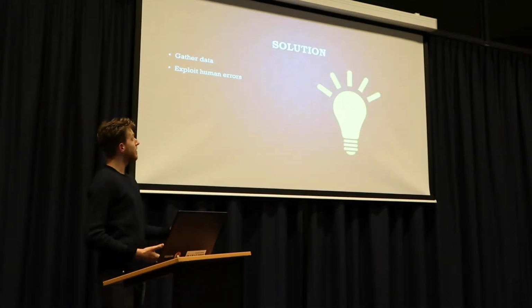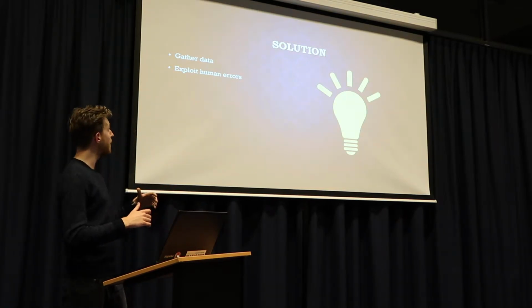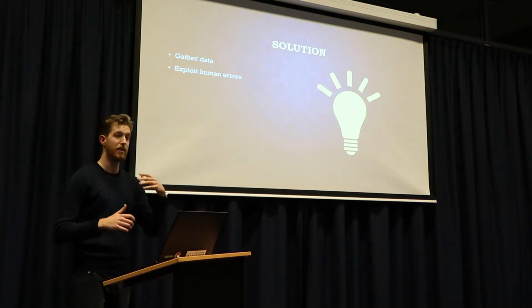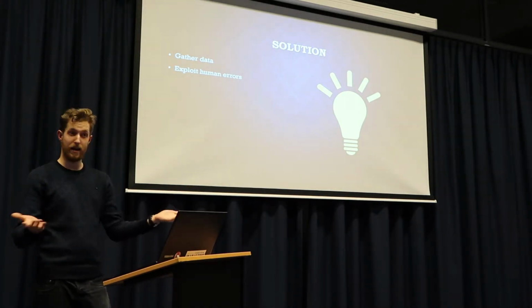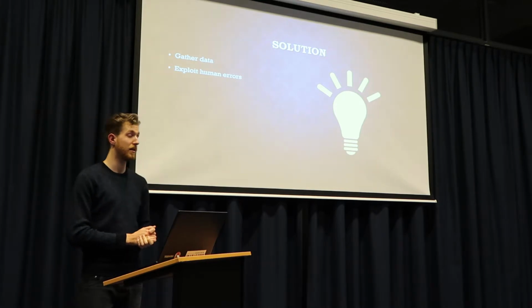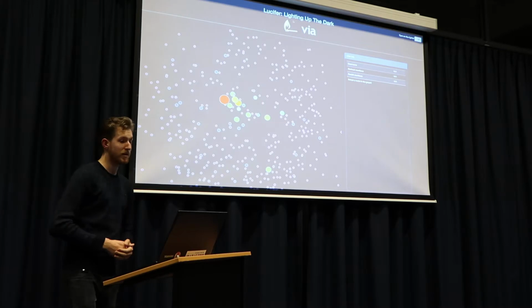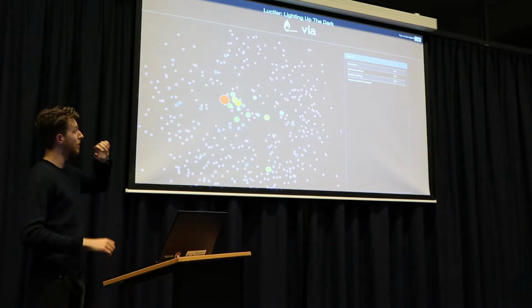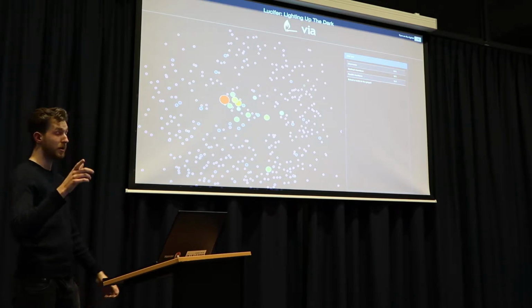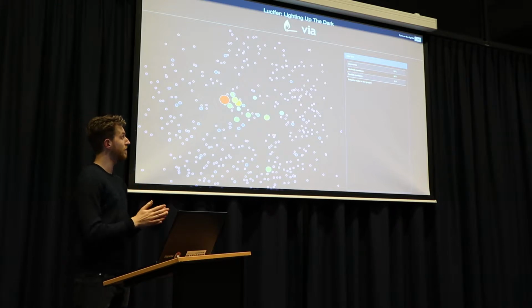So our solution for this: we gather some data, and then we exploit human errors, because dark web users are also human, and they tend to make a lot of mistakes. And this we call Lucifer. For Lucifer, we used the black market forum data, and we also scraped the Reddit data.